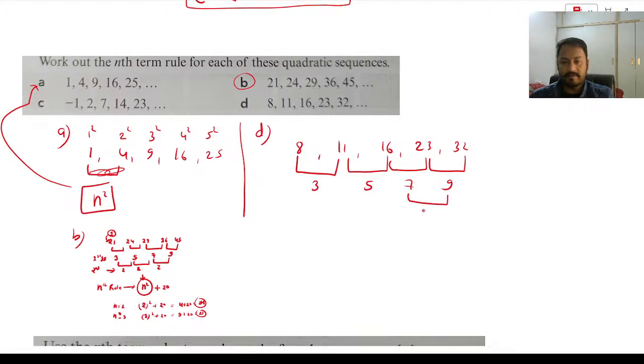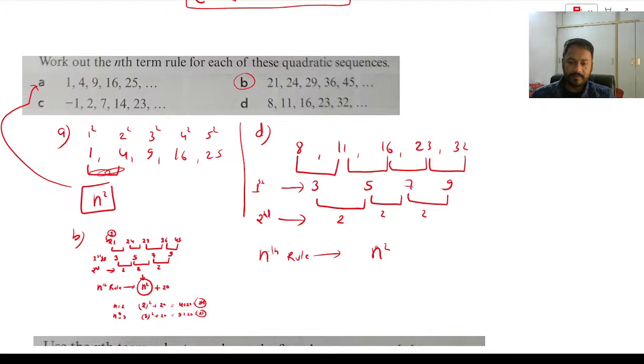Now 9 minus 7 will be 2, 7 minus 5 will be 2, and 5 minus 3 will be 2. So your second difference is basically the same. So this is a quadratic sequence. This is your first difference. Done. Now I told you to find the n term rule. I got the simplest trick. The simplest trick is put n square.